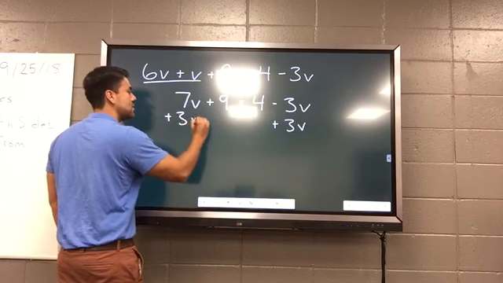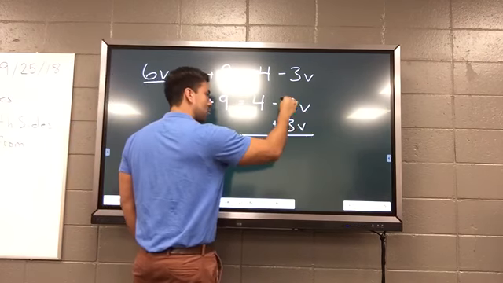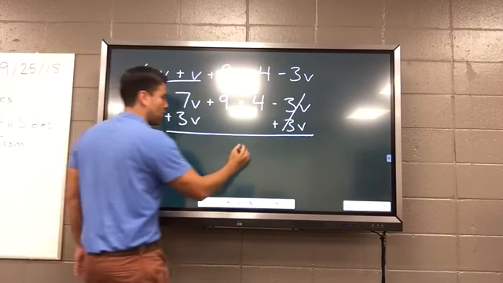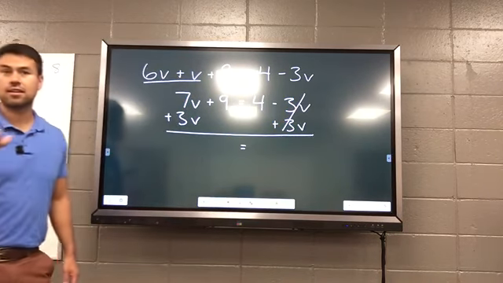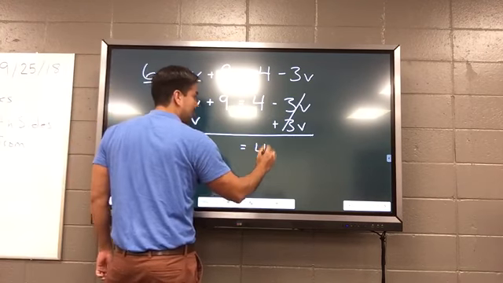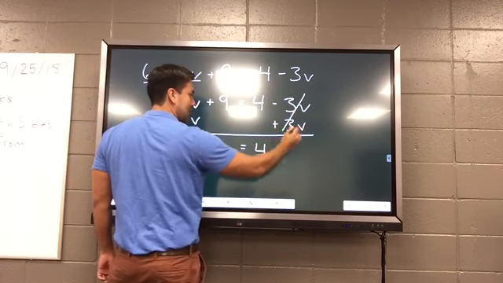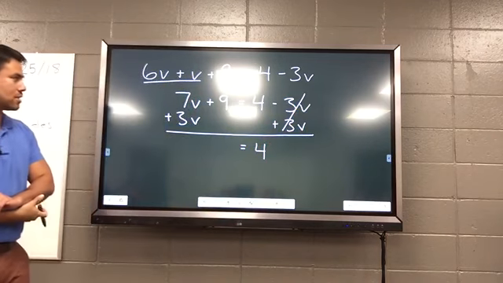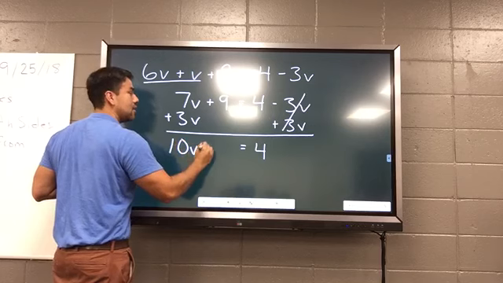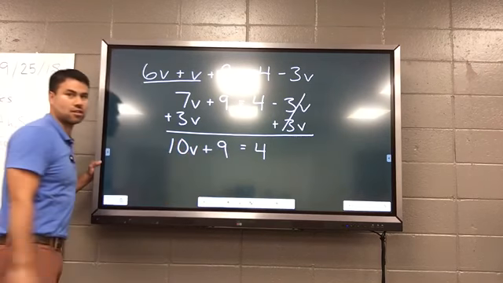And in this case, what it does is it eliminates the 3v from the right side, which is what we wanted. Okay, what am I left with on the right side? 4. And remember, negative 3v cancels out with positive 3v, so we're good with that. What am I left with on the left side? 10v plus 9. Bella, finish it off.